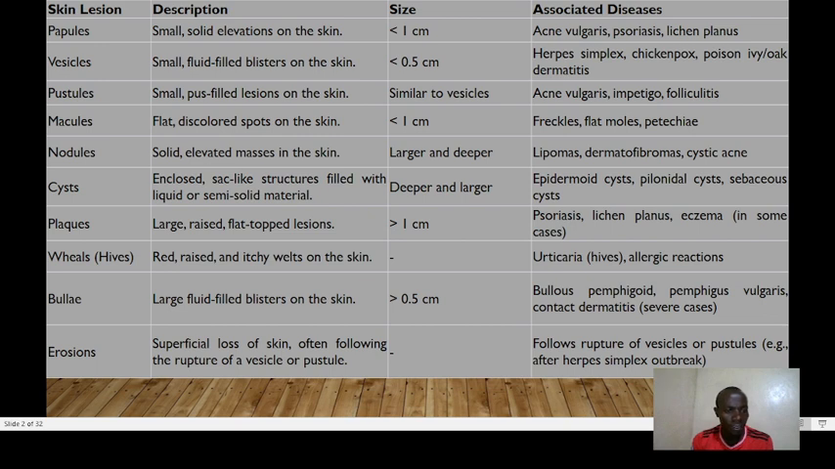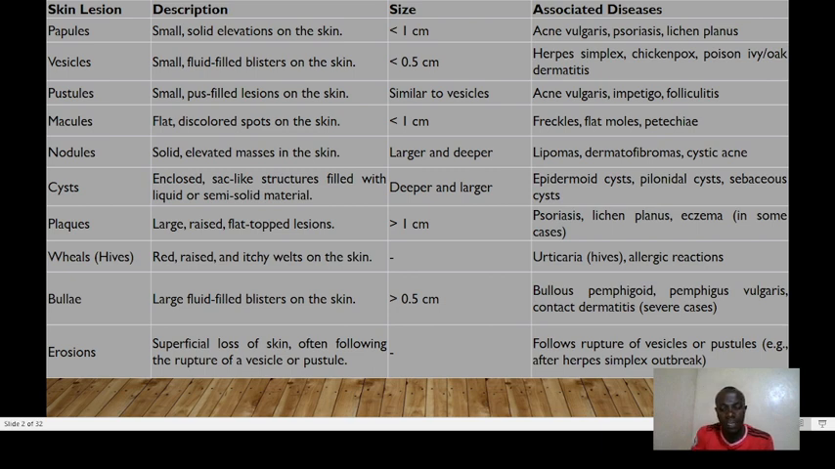The wheals or hives are red, raised, and itchy welts on the skin, and these are associated with urticaria and allergic reactions. The bullae are large fluid-filled blisters on the skin greater than 0.5 centimeters, associated with bullous pemphigoid, pemphigus vulgaris, and contact dermatitis in severe cases. Lastly, we have erosions. These are superficial loss of skin, often following rupture of a vesicle or a pustule, for example after herpes simplex outbreaks.